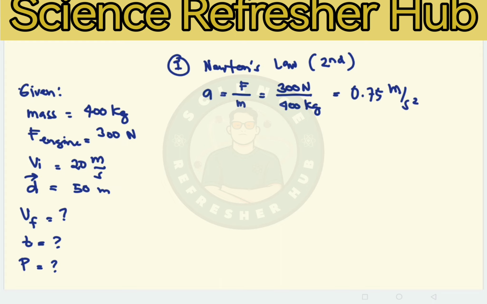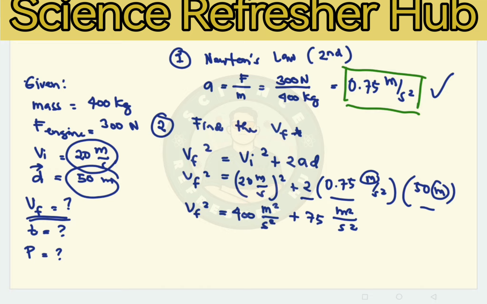Look at the unit. No cancellation of units here, but instead we have meter times meter, meter squared, and then second squared. It makes sense because we need to have the same units in order to operate. We have meters squared over seconds squared. Both units are the same, so we can calculate it. 400 plus 75 is 475 meters squared per second squared.